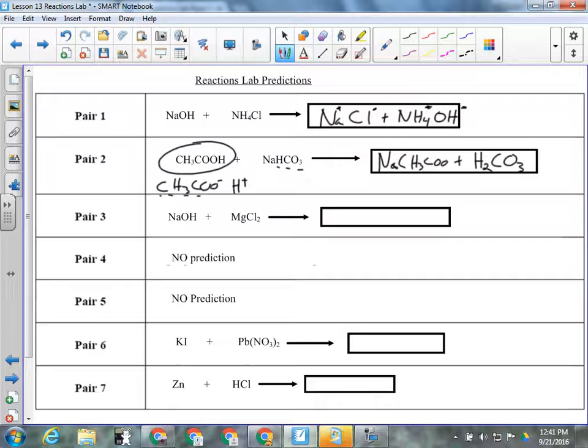From your experience mixing vinegar and baking soda together, what usually gets produced in that reaction? What happens when you mix the two together?